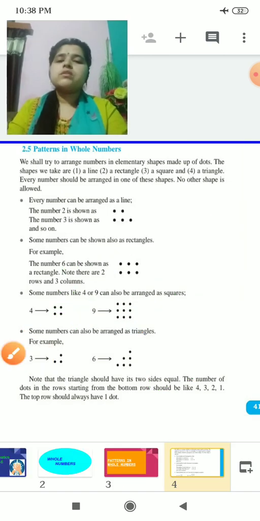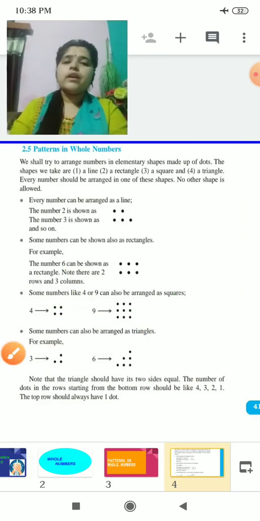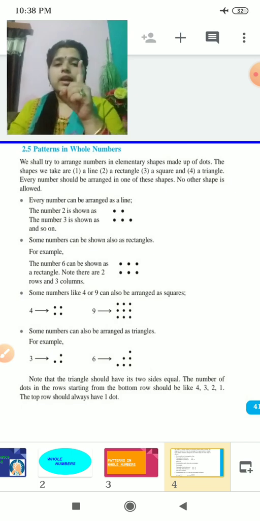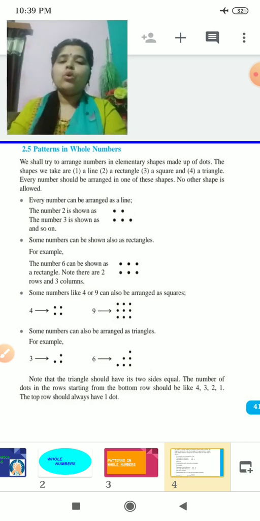So we have discussed in pattern in whole numbers that every whole number can be represented as a pattern using dots, elementary shapes using dots: line shape, rectangle shape, square shape, triangle shape. If you arrange the numbers using dots, you will get to know which shape it is holding.